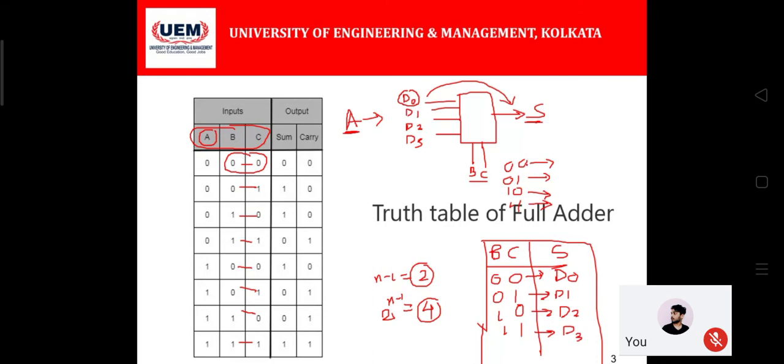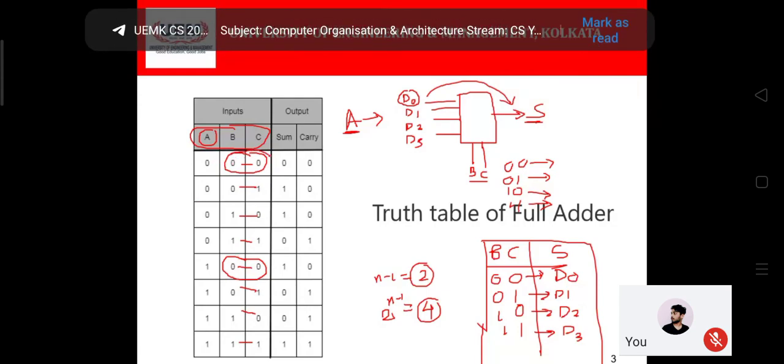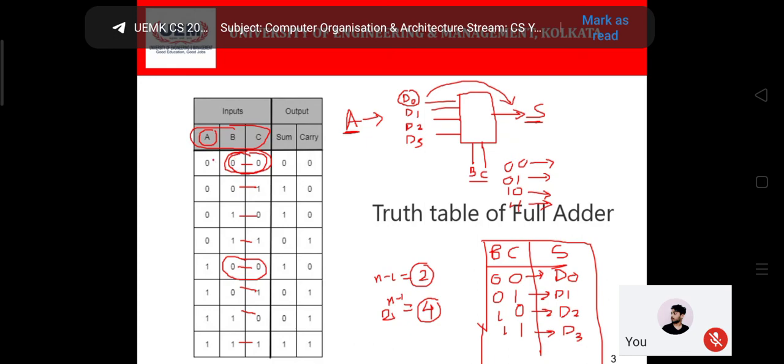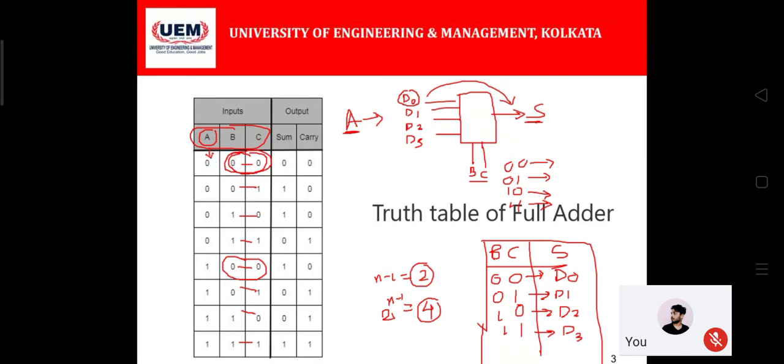So B and C becomes 0, 0 in two cases. One is this one, another one is this one. For two cases, BC becomes 0. And if you look at the first case, you will find if B and C is 0, 0, then whatever the value of A is, that is 0, that gets produced at the sum part itself. So if A is 0, then sum also becomes 0. And for the second case, for BC equals to 0, 0, if A becomes 1, then sum also produces the same value. So we can write down that A becomes S.